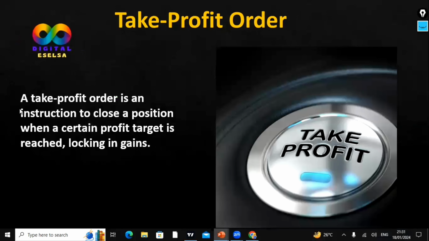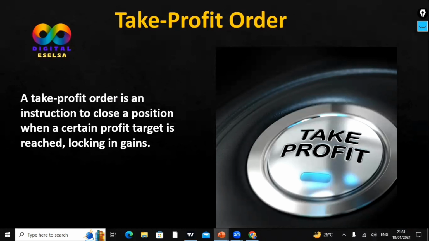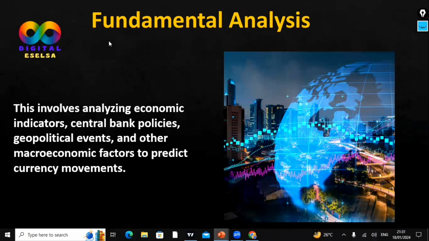We also have TP. A TP is just the opposite of stop loss. Take profit order is TP. It's an instruction to close. A take profit order is an instruction to close a position when a certain profit target is reached, locking in gains. Right? So when you hear us mention TP and stop loss, that is just what it means.